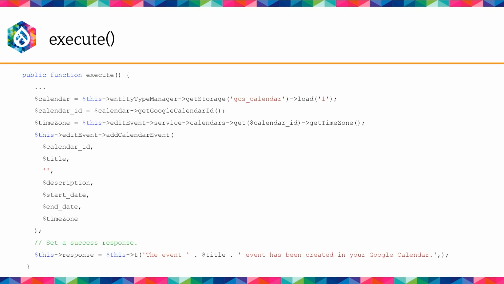And in my function, I will check that everything works fine, that all the fields have been set, and then I can call the calendar entity that I stored with all the data, with the calendar ID and all the data about my calendar. I get the calendar ID, and then I get the calendar time zone from Google, and then I use their function to create an event in Google Calendar. And then I set the response that the event has been created in Google Calendar.